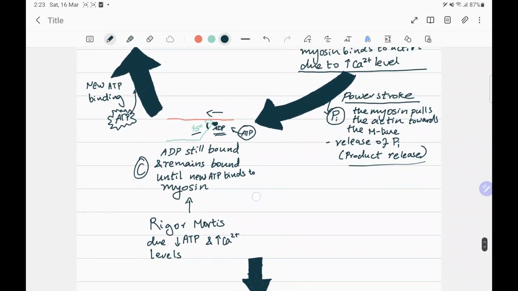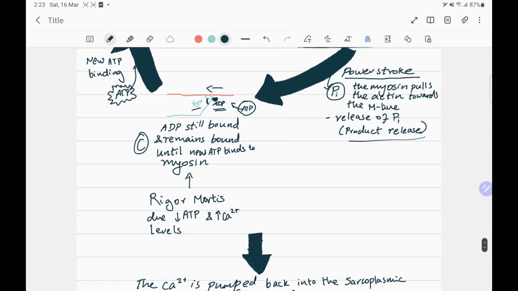Now, the important thing to know is this state, after the power stroke has taken place, and you release the inorganic phosphate, and the myosin is still bound to ADP. This state is what you see in rigor mortis. What is rigor mortis? It's contraction of death. Mortis means death, and there's this stiffness of death.